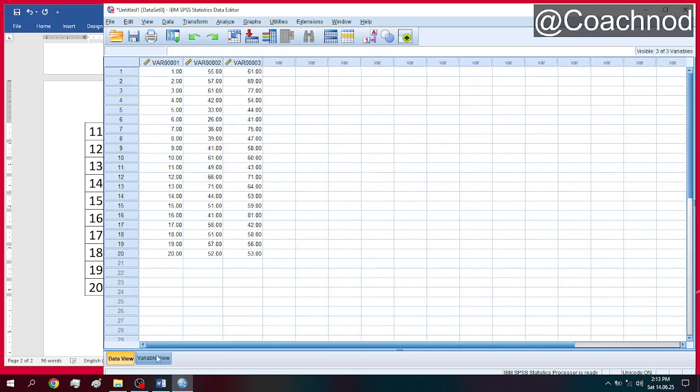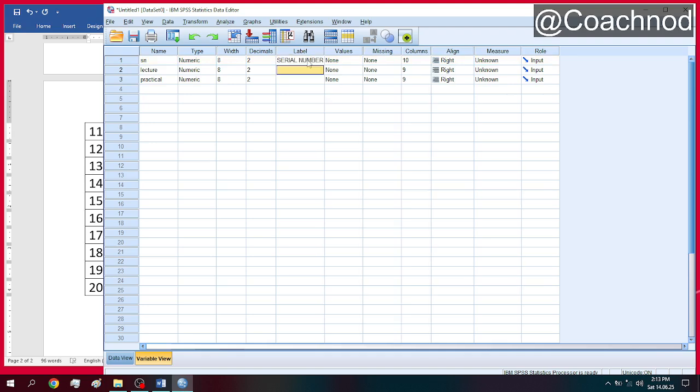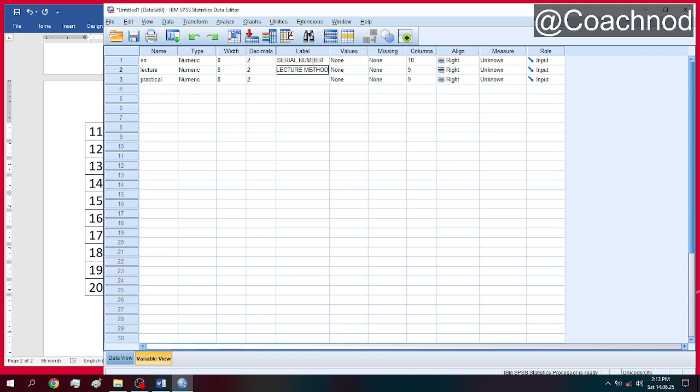So after that, let's go and label it. This one is serial number. The first one is lecture method. And the second one is practical method. So we can write it in full here. Serial number. Lecture method. Then practical method.